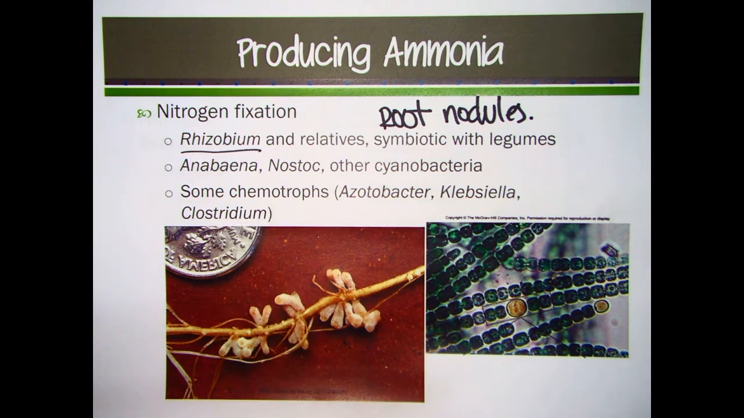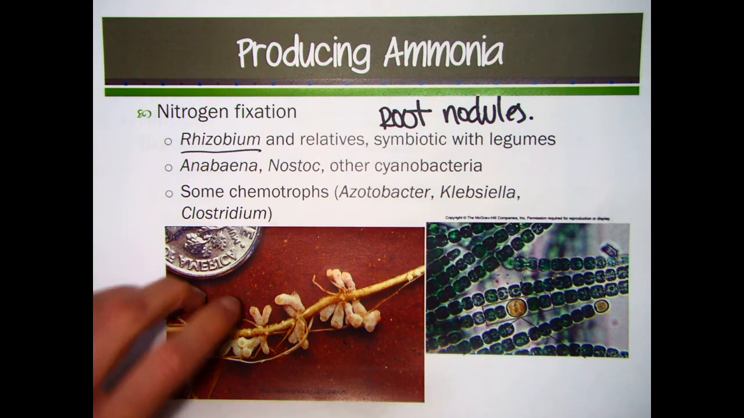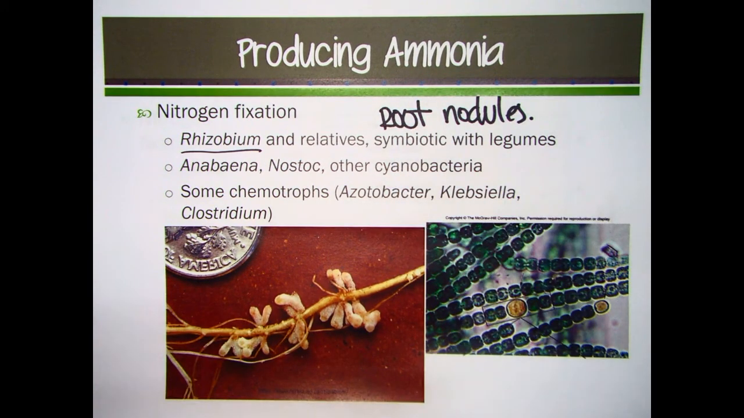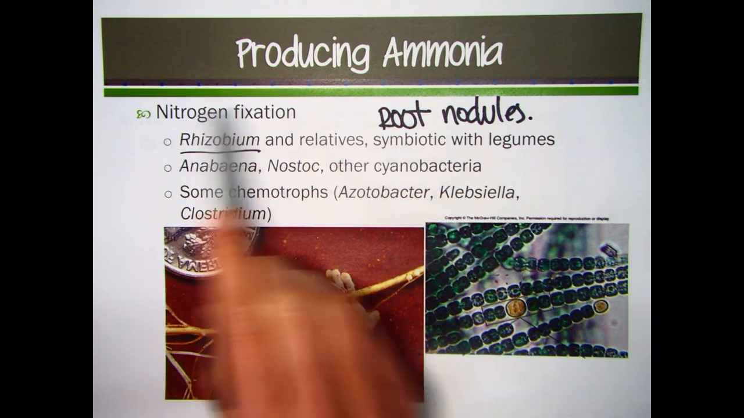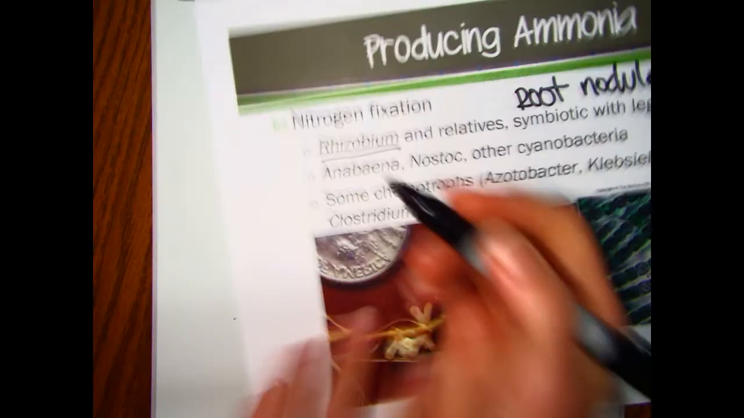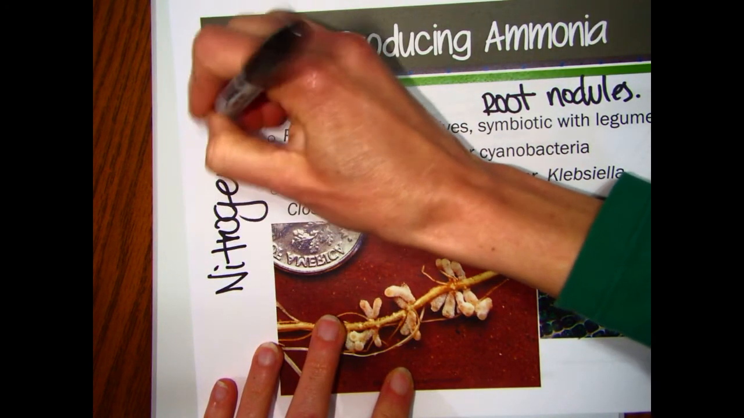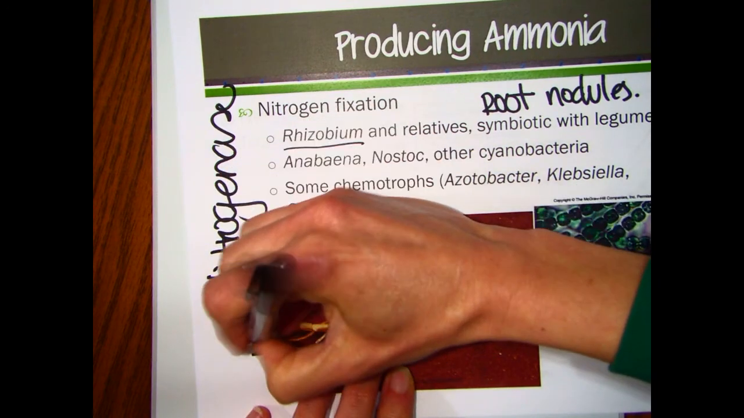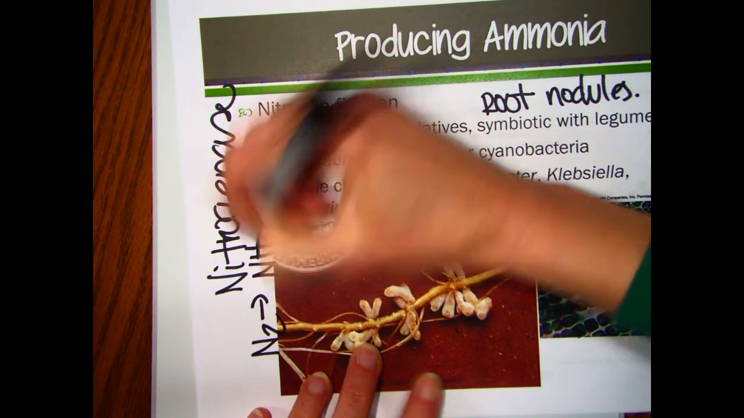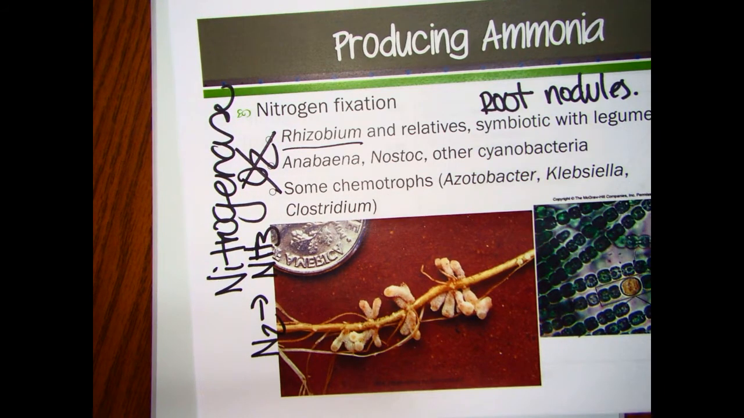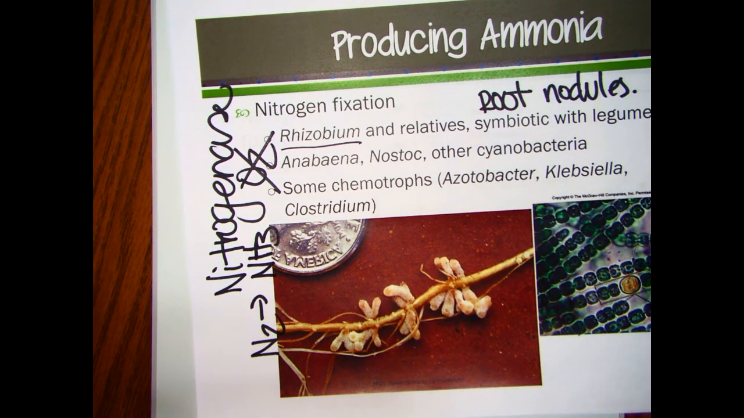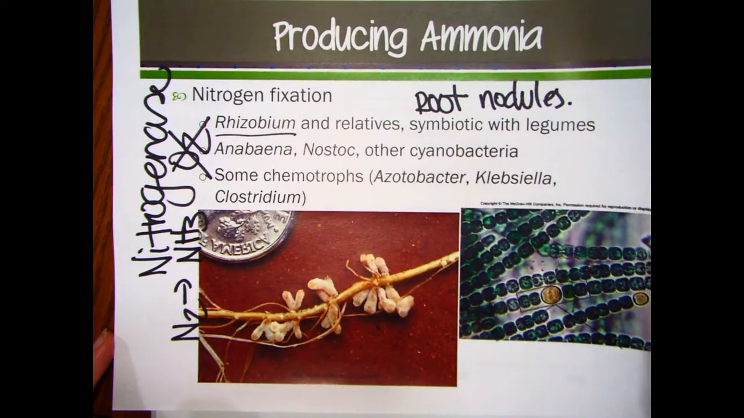There are also some chemotrophs that can do nitrogen fixation. This is a different picture of root nodules with this nifty Y shape, so they can be kind of different shapes. Anyway, these are organisms that can produce ammonia through nitrogen fixation, which again is done by, let me write it over here on the side, the nitrogenase enzyme complex, which turns nitrogen gas into ammonia and will not work if there is oxygen. So that's nitrogen fixation in a nutshell.